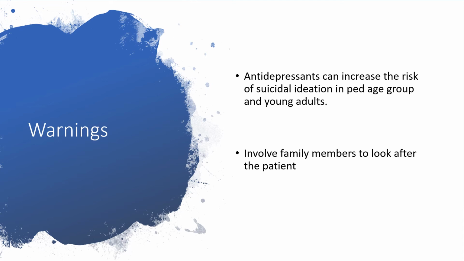Therefore, when we have that age group and they are on any of the SSRI, we have to involve the family members. To do what? To look after the patient very, very closely. Keep an eye on any individual that is of pediatric age group and is taking this medication. That is the first thing to do. Be careful because they can end up killing themselves.